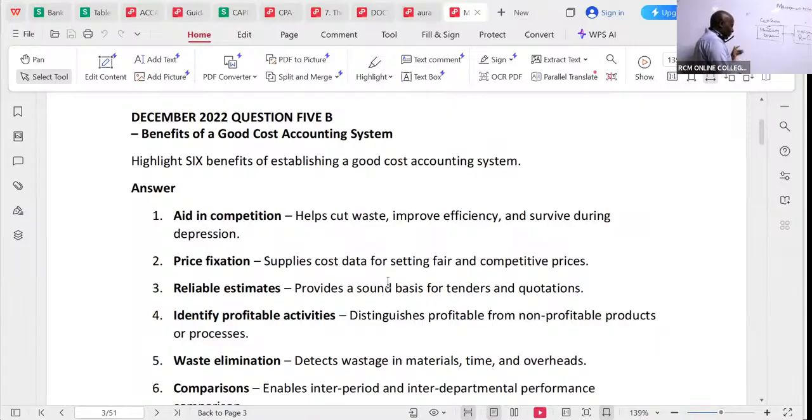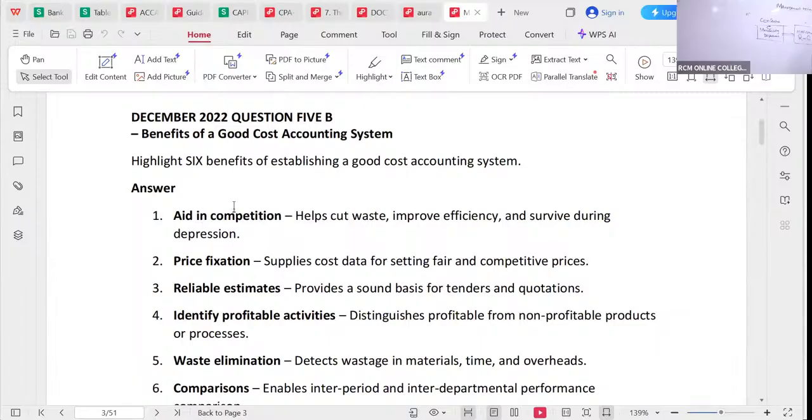Don't write anything. Those are the advantages of systems. If it's a cost accounting system, use it to determine your costs and fix your selling price automatically. I can also use my systems, with dashboards on my screen, to measure performance of my employees and my departments. That is the same language as asking you the functions of a management accountant. Highlight 6 benefits of establishing a good cost accounting system.